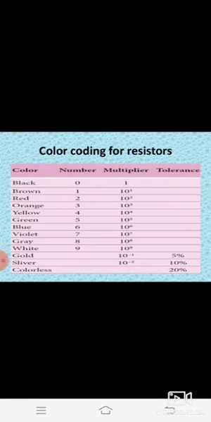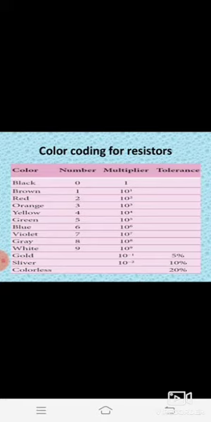To identify the value of the resistance of the resistors, the value of each color is given. Black is 0, brown 1, red 2, orange 3, yellow 4, green 5, blue 6, violet 7, grey 8, white 9. Gold is the multiplier 10 power minus 1, with a tolerance of 5%. Silver is 10 power minus 2, with a tolerance of 10%.